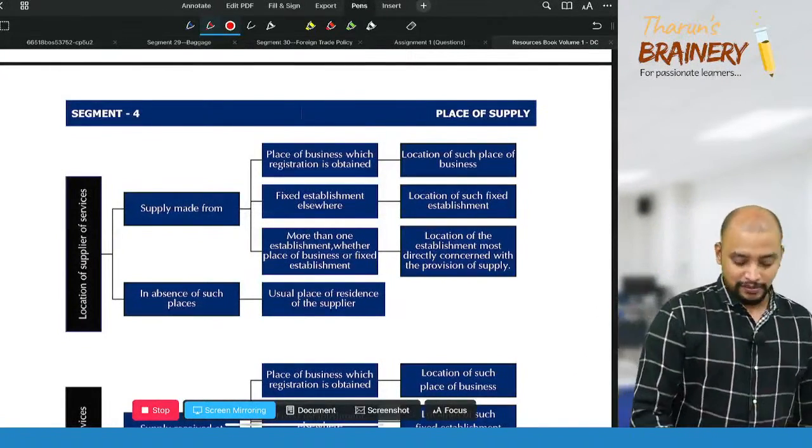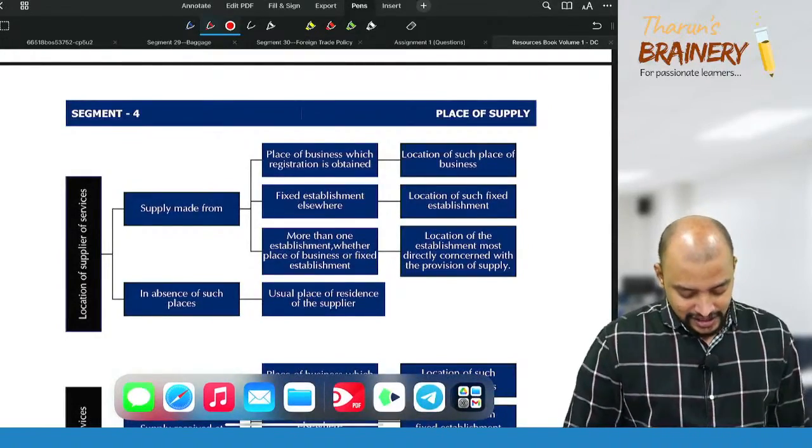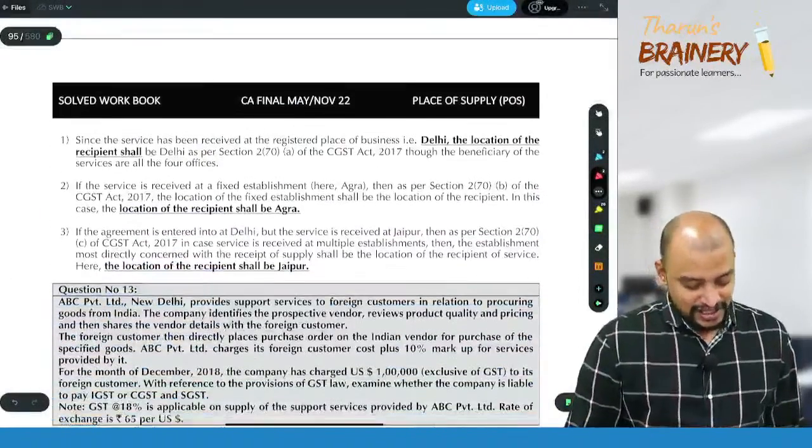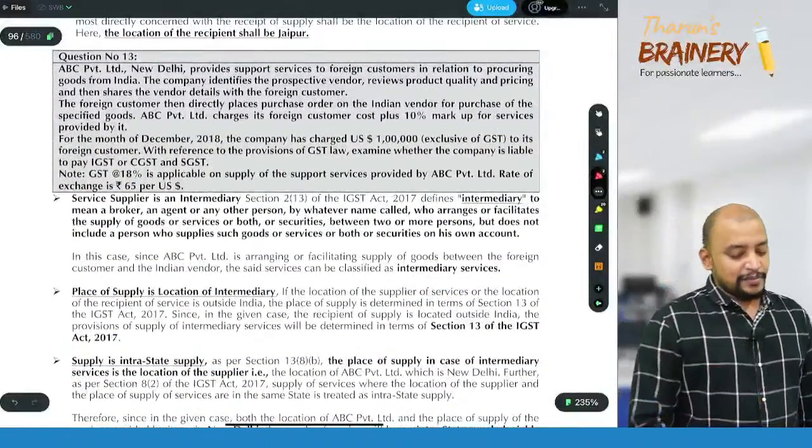Okay, now you remember, super. So ultimately, now or some other time you should recollect this. Then question number 13.